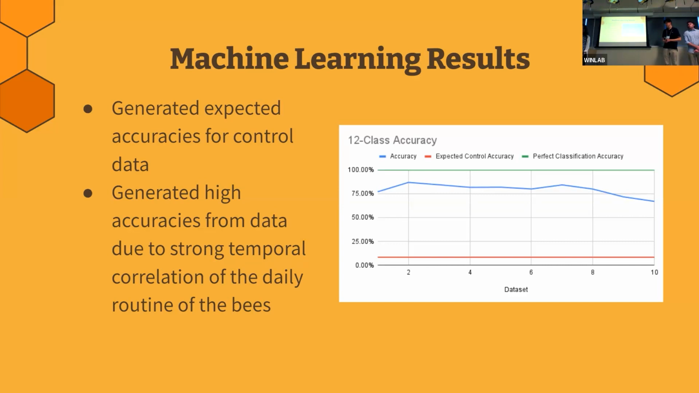And if you look at this graph, we ran a test where we sorted the videos into 12 different classes based on the hour of the day. And if the AI was guessing, we would expect around an 8% accuracy. And if the AI was able to accurately predict all the videos, we would expect 100% accuracy. But we were getting around an 80% accuracy, which is strong evidence that the AI actually was learning the states of the magnetic fields based on the time of day.